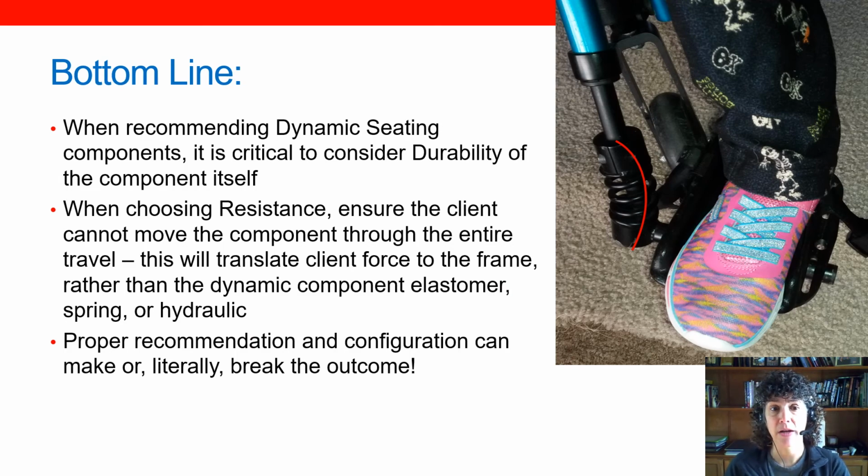So what's the bottom line? Well, when recommending dynamic seating, it's important to also look at the durability of the component itself. And when choosing resistance, we want to make sure that the client cannot move the component through its entire travel, so that dynamic components such as an elastomer should still be absorbing forces and keeping those forces off of metal surfaces of the dynamic component itself that could translate forces to the chair. Proper recommendation and configuration can make or literally break the outcome for our clients.